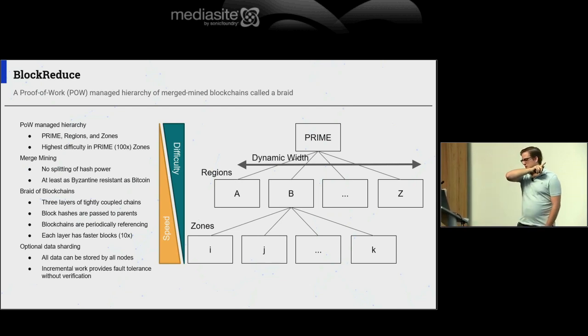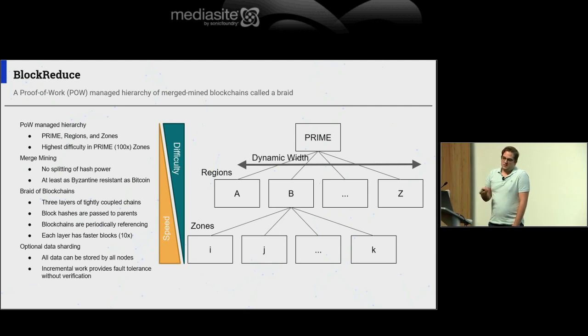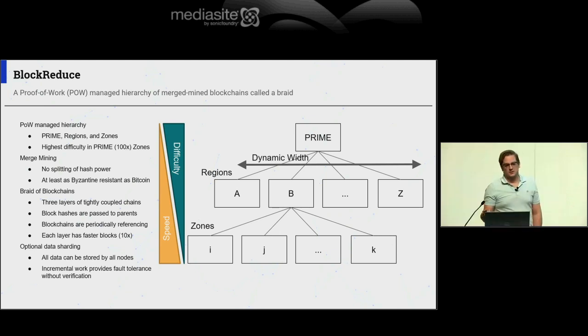So that means that the zones will have the fastest block times, and prime will have the slowest block times. A nominal example of what that might be is you could have a block time in a zone of 10 seconds, a block time in prime of, say, 1,000 seconds, and a block time in a region of, say, 100 seconds. So each level, as you go up, maybe gets 10 times harder in its difficulty. But the important part of this structure is that we don't shard consensus.